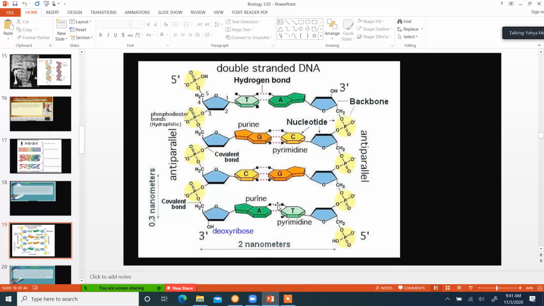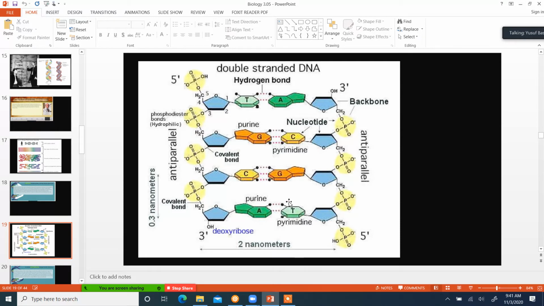So hydrogen bonds are weak, but covalent bonds are still stronger. Covalent bonds are very strong. These bonds are weak, and that's why you can take the left strand and the right strand apart. However, there are so many of them that, unless you physically take it apart, most of the time the DNA stays together.